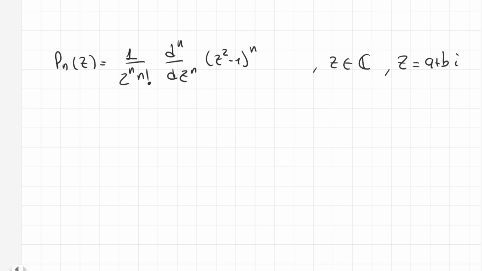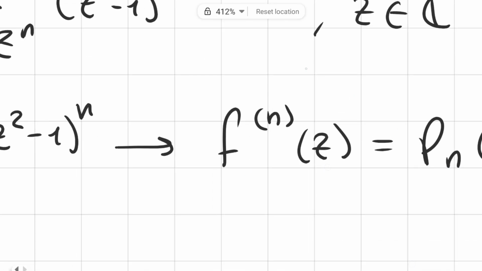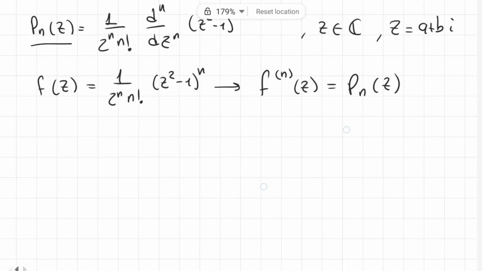Okay, and we are going to define the function f(z) as 1 divided by 2^n n! times (z^2 - 1)^n. In this case, we see that if we take n derivatives with respect to z of this function, we are going to get P_n(z), right? So we will get that f^(n)(z) is equal to P_n(z). Of course, this notation is to remark that I'm taking the n-th derivative of the function.